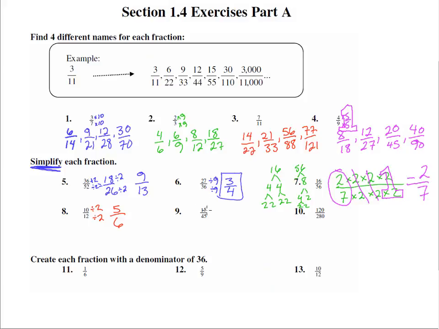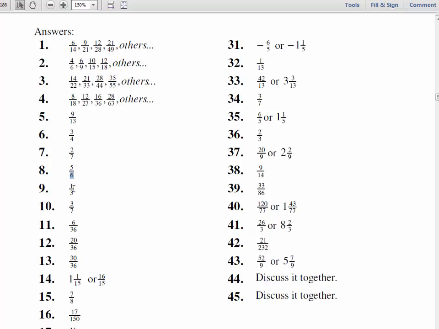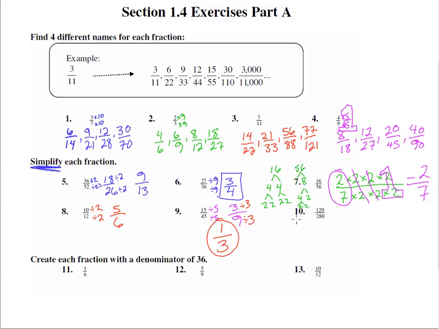Number 9, 15 divided by 45. Those look like both in the 5 times tables. Somebody multiplied by 5 on those guys. So let's divide by 5, divide by 5, and we get 3/9. Oh, holy cow, that can go down even more. They're both on the 3 times table. So divide by 3, and we get 1/3. Let's double check our answer. Yes, indeed. There's our 1/3.